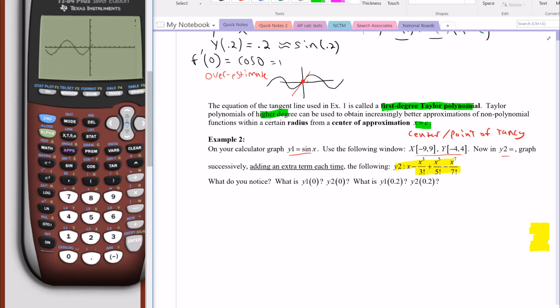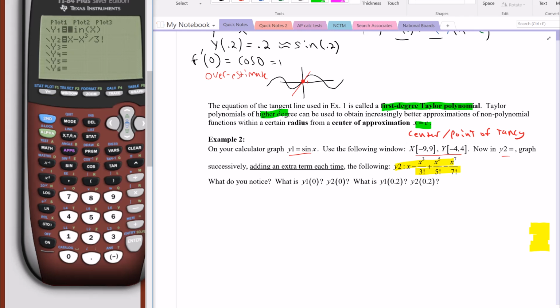So there's sine, and then here's that thing that we created, right? And you can see that, if you look at your graph, this is a better approximation than the line was. It's following the curve even closer, and it goes out a little wider than the other one did. It's accurate farther away from 0 than the other one was.